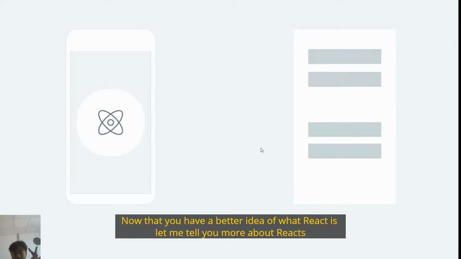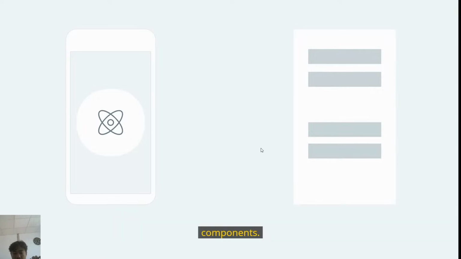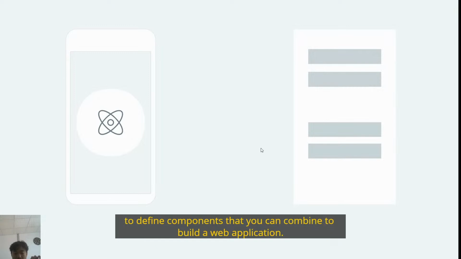Now that you have a better idea of what React is, let me tell you more about React's components. The key concept behind React is that it allows you to define components that you can combine to build a web application. A component is basically a small piece of user interface, such as a music player or photo gallery. This component model allows you to develop and test parts of your application in isolation, and it also allows you to reuse components across multiple sections of the application.